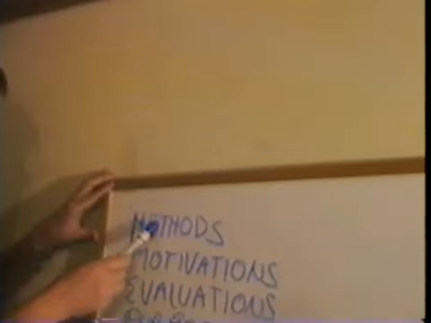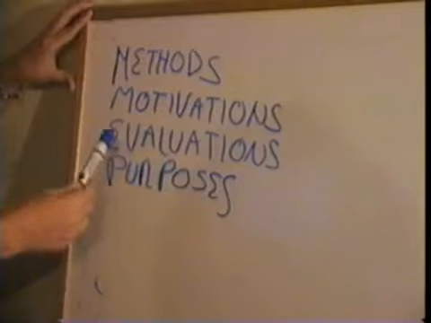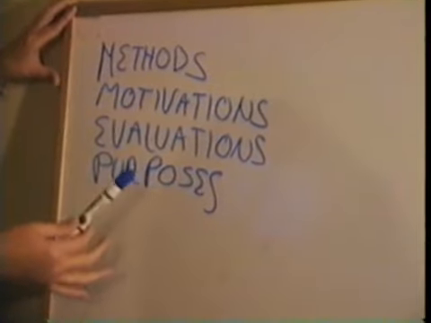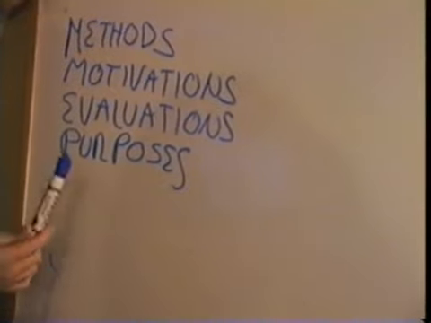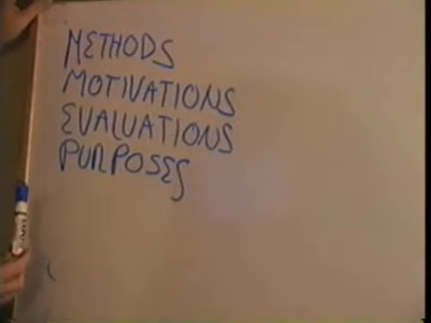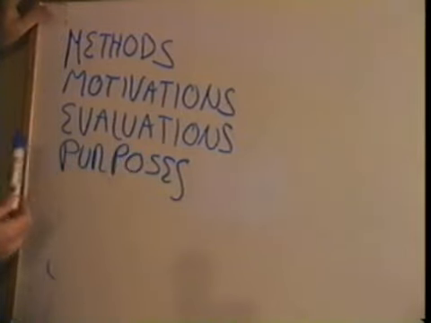We have the 4 dimensions of character: methods, motivations, evaluations, and purposes. A lot of people, when you ask an author what this character's motivation is, say, well, his motivation is he wants to be president. No, that's not his motivation, that's his purpose. That's what he hopes to achieve. His purpose is to be president.